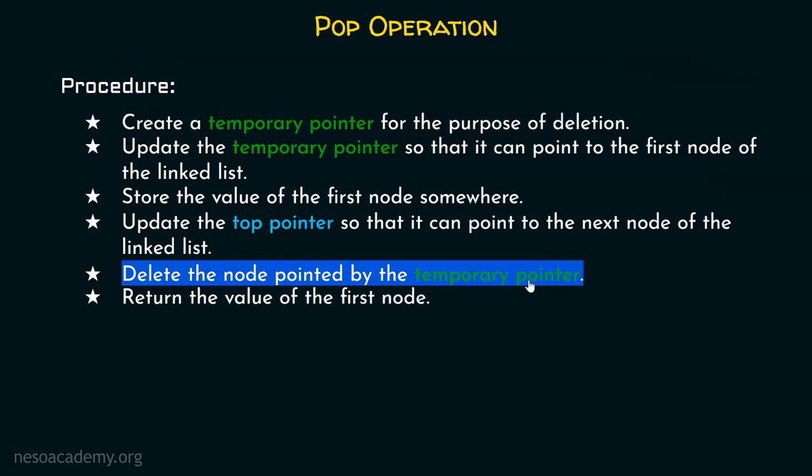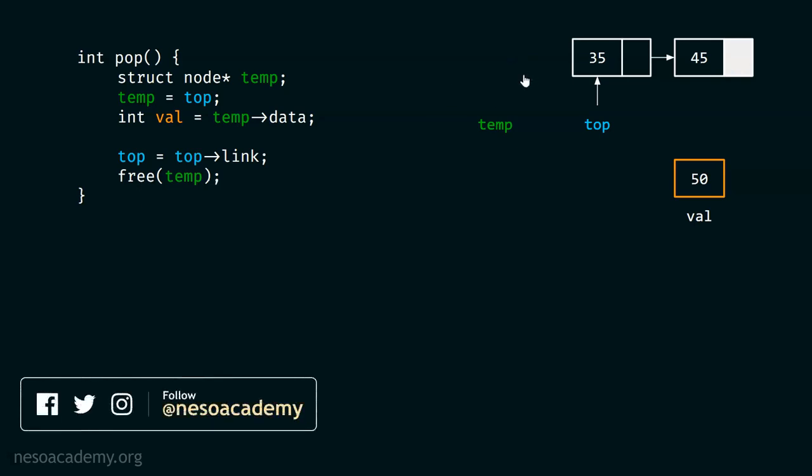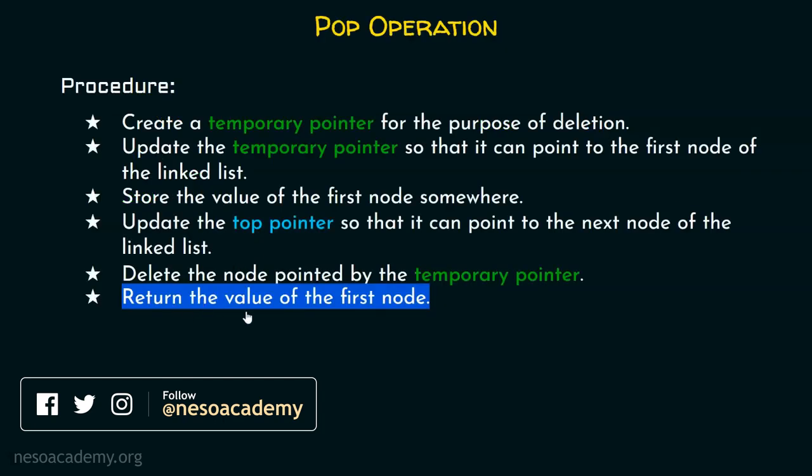Delete the node pointed by the temporary pointer. How to delete the node? It is very simple. We will call the free function for this purpose, and to this free function we will pass temp, right? It is important that we must pass the address of the node that we want to delete to the free function. This will delete this node, and after this, of course, we must update our temp pointer to null, right? Then finally we must return the value of the first node.